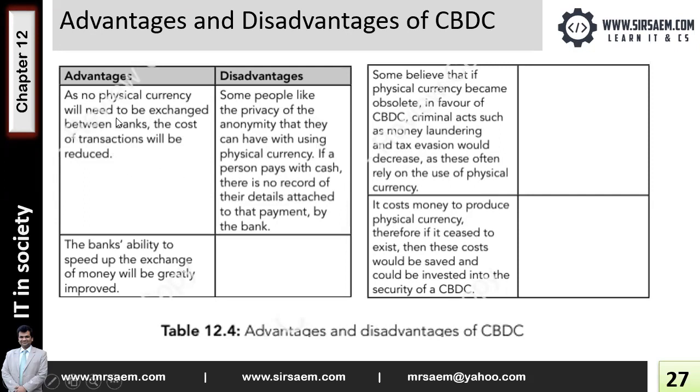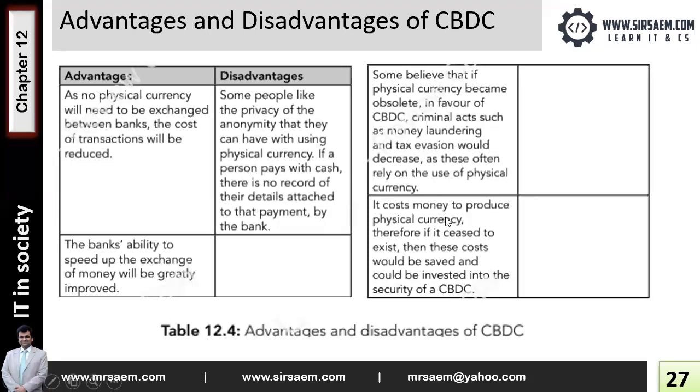As no physical currency will be needed, the cost will be reduced, obviously. Some people like the privacy and autonomy that they can have while using physical currency. So obviously some people want to pay in cash. The bank's ability to speed up the exchange of money will be greatly improved. You don't have to transfer physical money, and the transaction costs would be reduced. Some believe that if physical currency becomes obsolete in favor of central bank digital currency, criminal acts or money laundering will take place unless it is properly regulated.